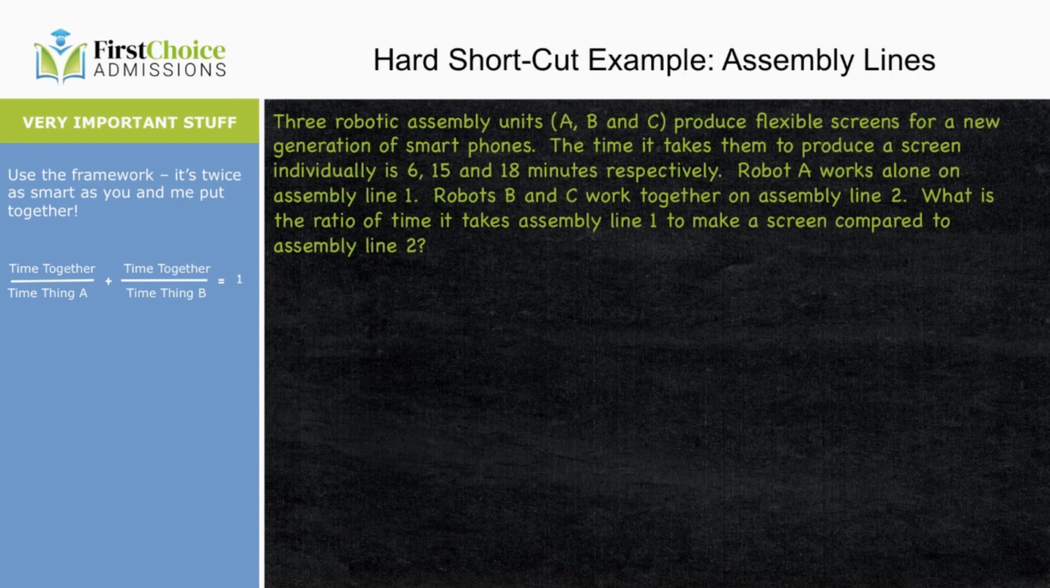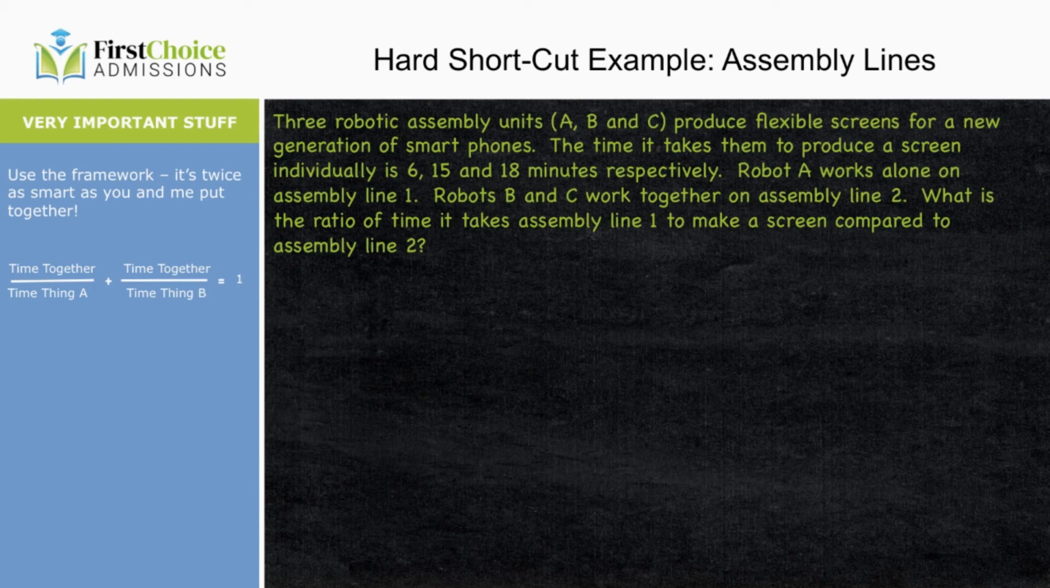3 robotic assembly units, A, B, and C, produce flexible screens for a new generation of smartphones. The time it takes them to produce a screen individually is 6, 15, and 18 minutes respectively. Robot A works alone on assembly line 1. Robots B and C work together on assembly line 2. What is the ratio of time it takes assembly line 1 to make a screen compared to assembly line 2? If you need to pause the video and reread this, I wouldn't blame you. There's a lot of information.